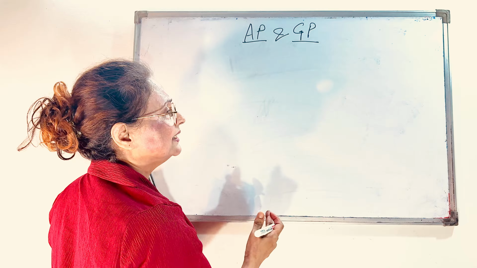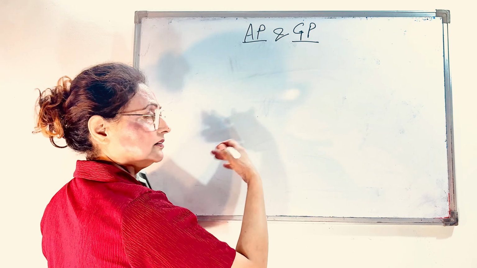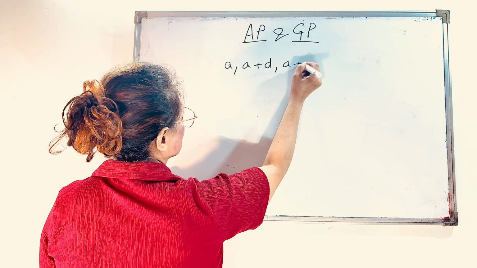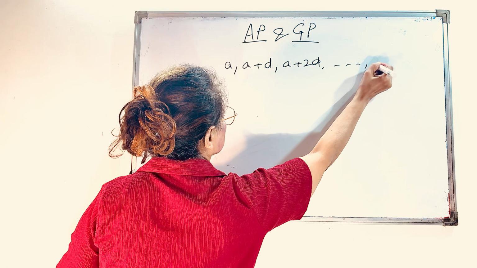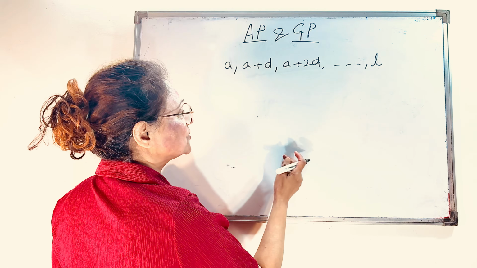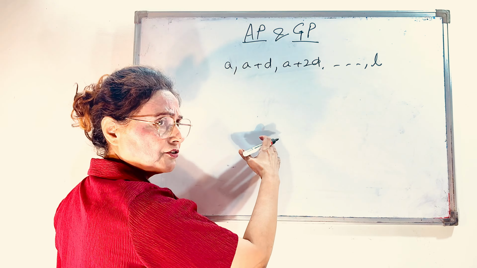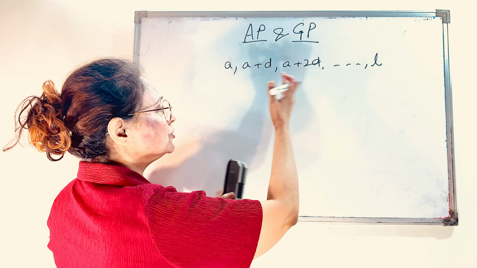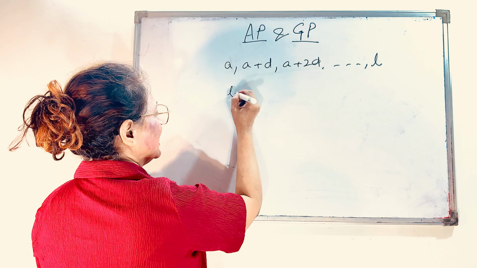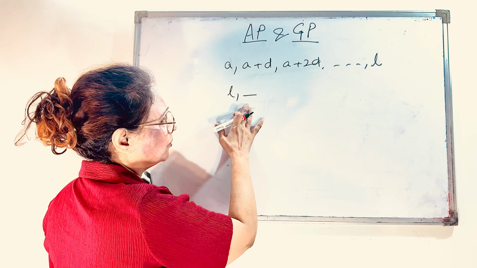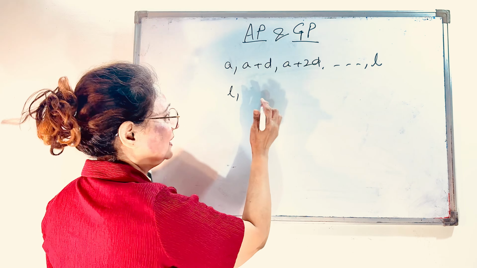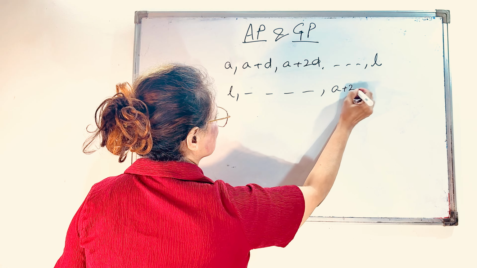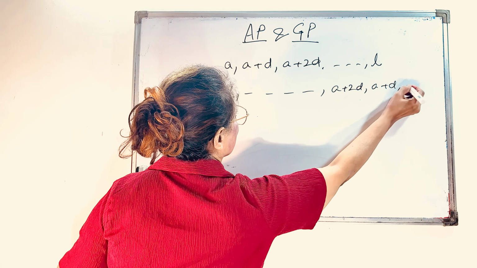Now to find the nth term from the end, what do we do? Suppose a, a plus d, a plus 2d, and so on. The last term is l. The question says find the 15th term from the end. In these questions, just write the whole series in reverse order. l, do not bother to know what this term would be, let it be. Just write this down: a plus 2d, a plus d, and a.